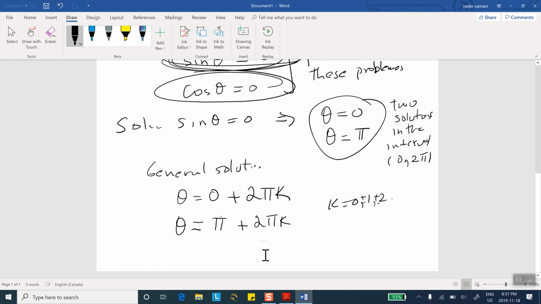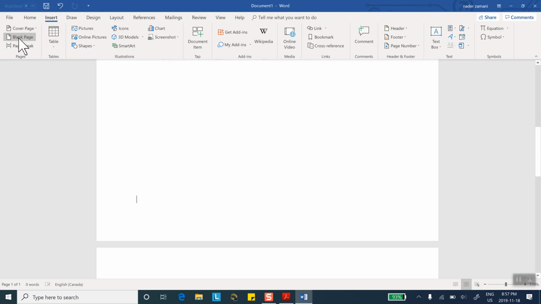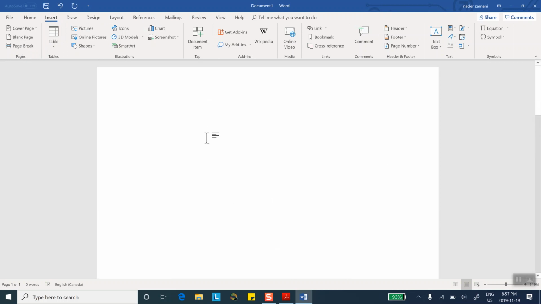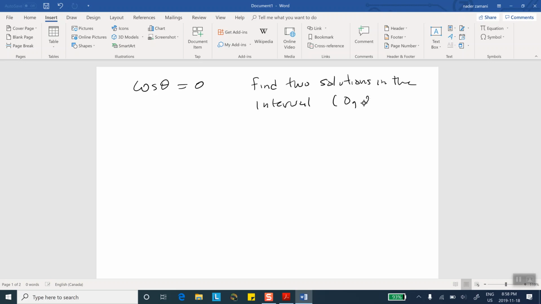So let me see if I can add another page here. Insert, blank page. I don't know why it always goes to the top. Okay, the other one is cosine of theta equal to 0. And our job is to find two solutions within a single period. So find two solutions in the interval 0 to 2 pi. That's easy to do.